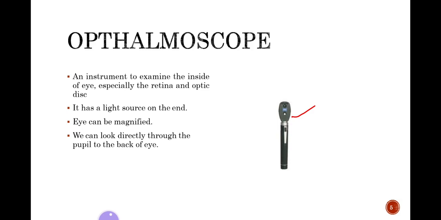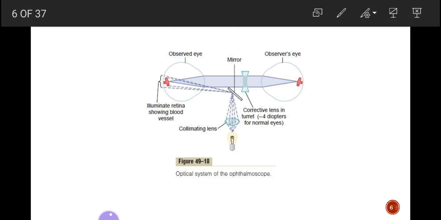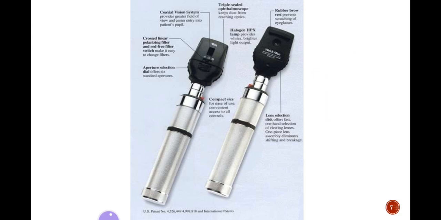There are two methods by which we can see the inside structures of the retina. One is direct ophthalmoscopy and the other is indirect ophthalmoscopy. This diagram shows the internal structures that are present inside the ophthalmoscope. Here is shown the observer eye and that one is the observed eye, and these are the internal mechanisms by which the ophthalmoscope works. This is the diagram showing the ophthalmoscope.